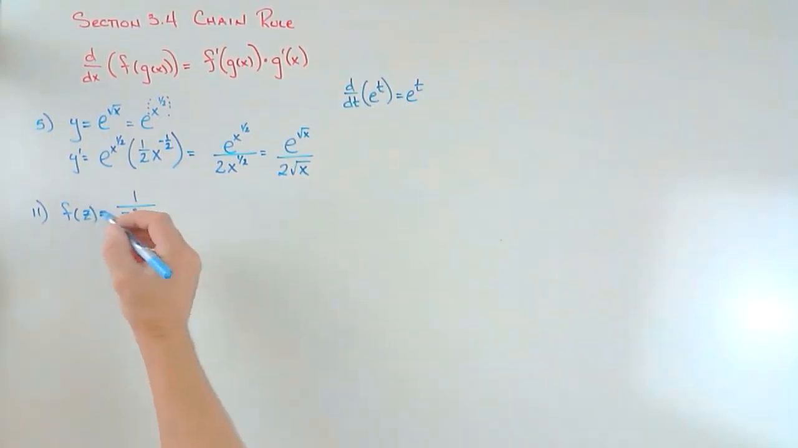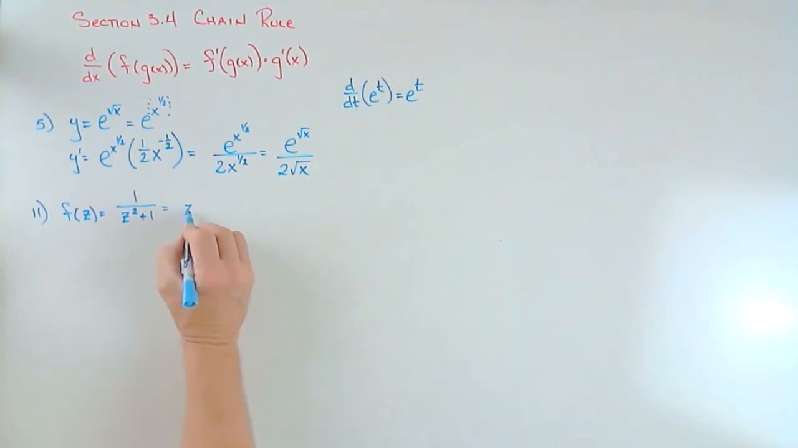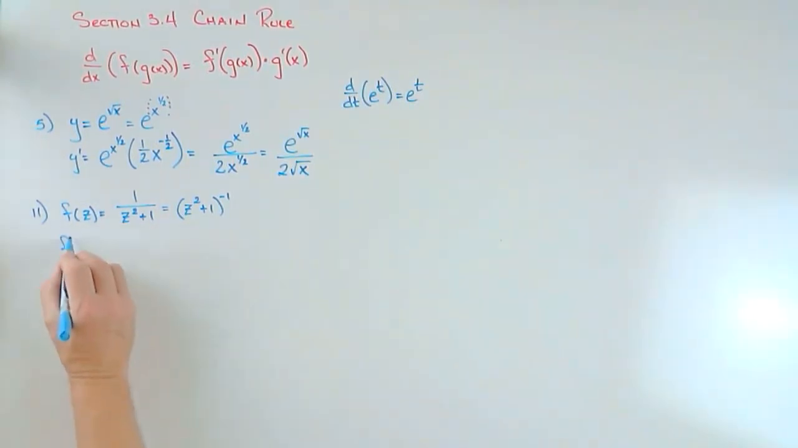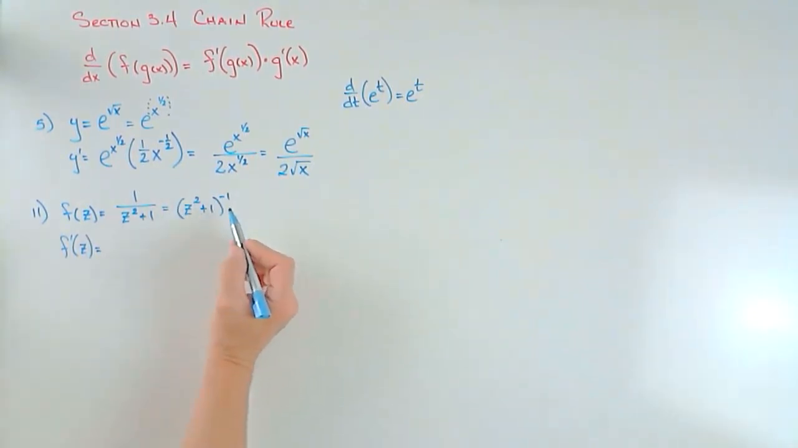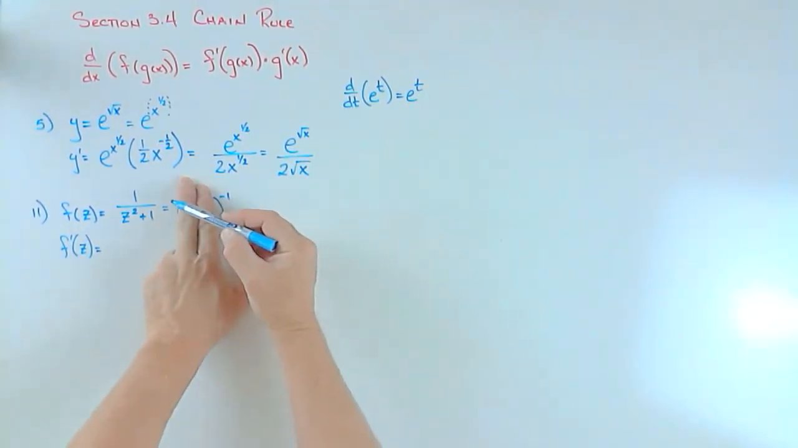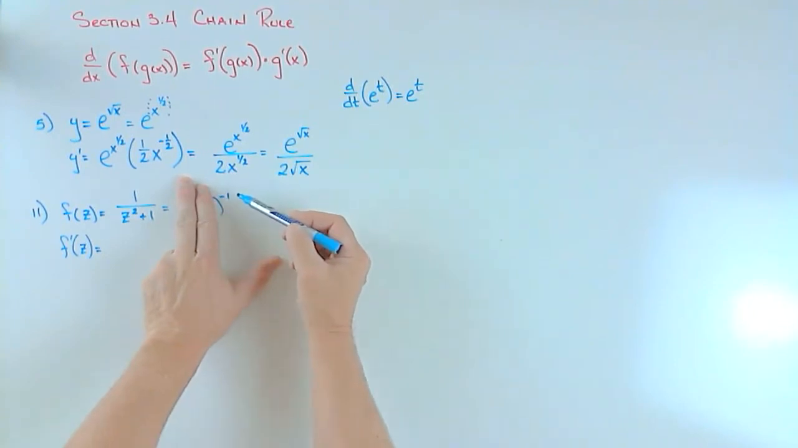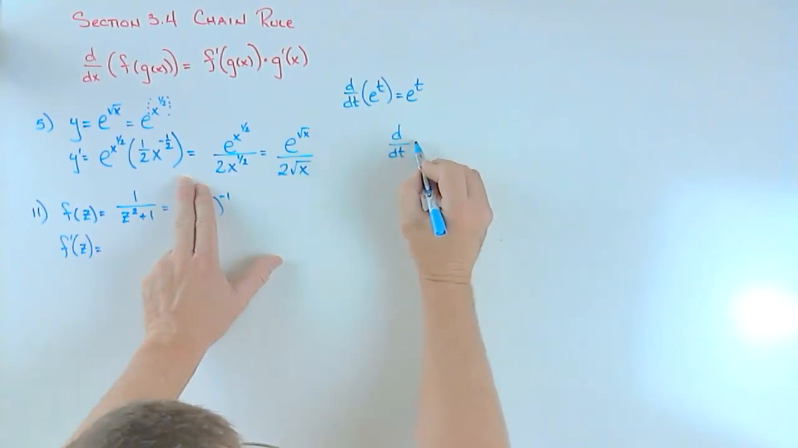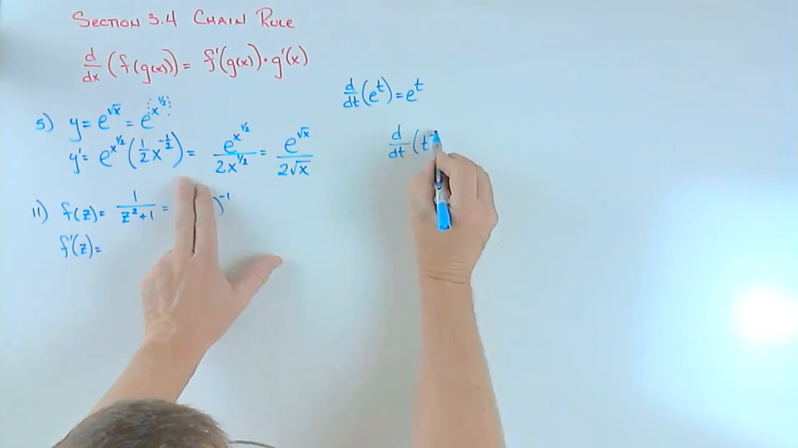What the author is expecting is that perhaps you would have rewritten this as z squared plus 1 to the negative 1. So you could avoid the quotient rule, is what the author was expecting you to do here. Now, if we're going to take the derivative of that, we're going to take the derivative of the outside function. So if I just put my fingers over this, the outside function is something to the negative 1. If we're just taking the derivative, again, I'll use a t, of t to the negative 1.